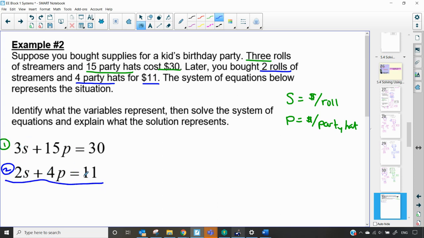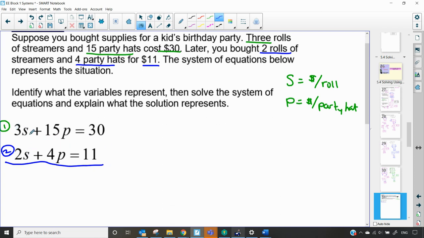Now looking at our variables, we don't have anything that's in common. So I'm going to decide to get rid of the S. I don't really like working with S variables. They look too much like 5s. So I'm going to multiply my entire first equation by 2 because the lowest common multiple of 3 and 2 is 6. And I'm going to multiply my second equation by 3. So doing that, it doesn't matter which side I'm multiplying from as long as I carry everything through.